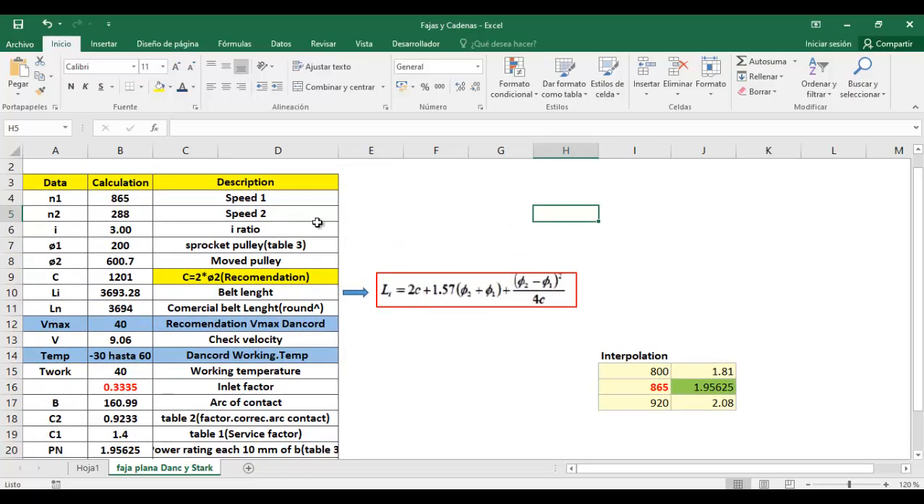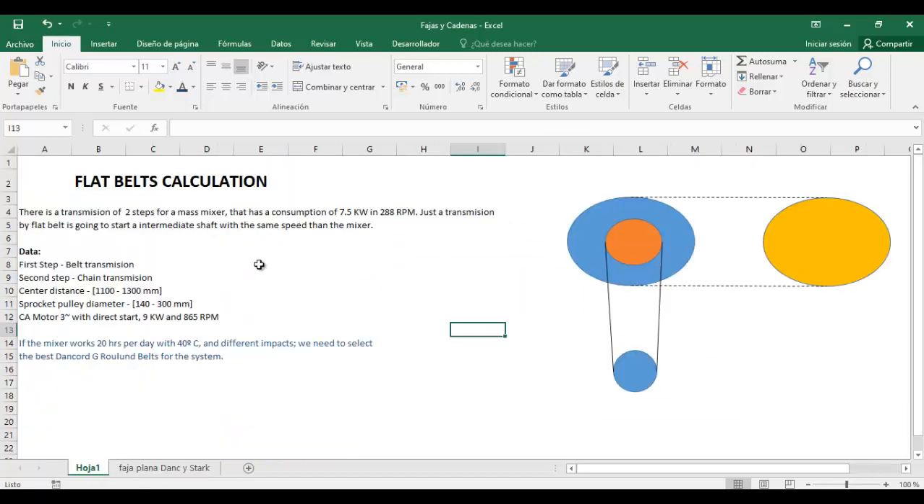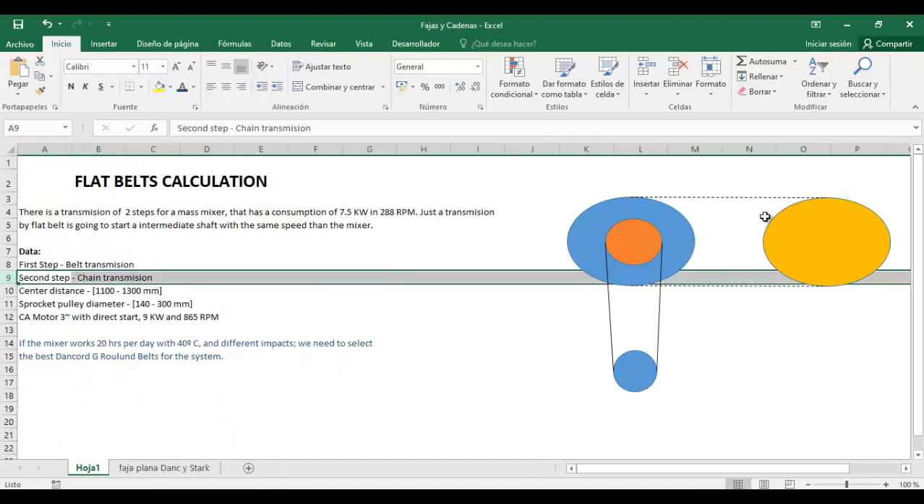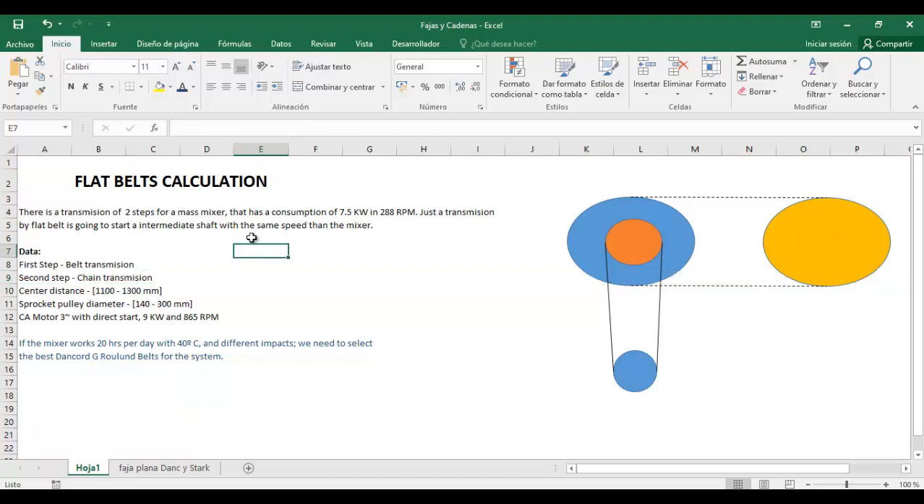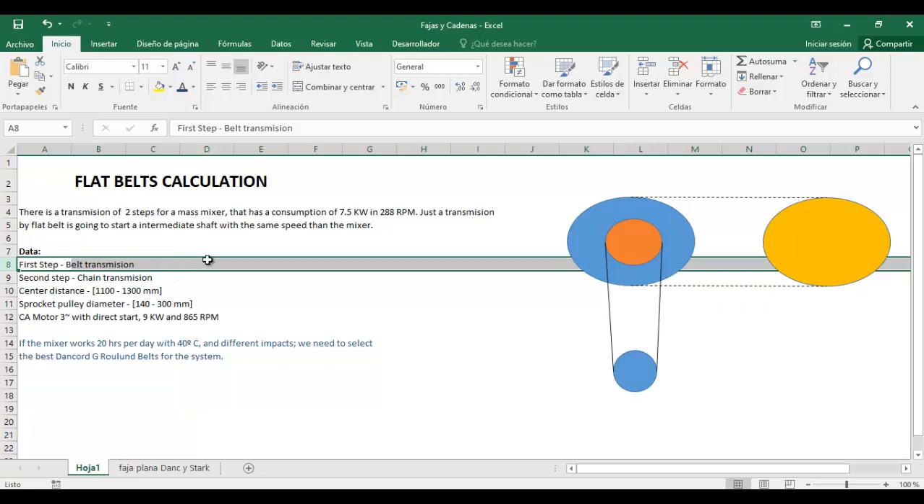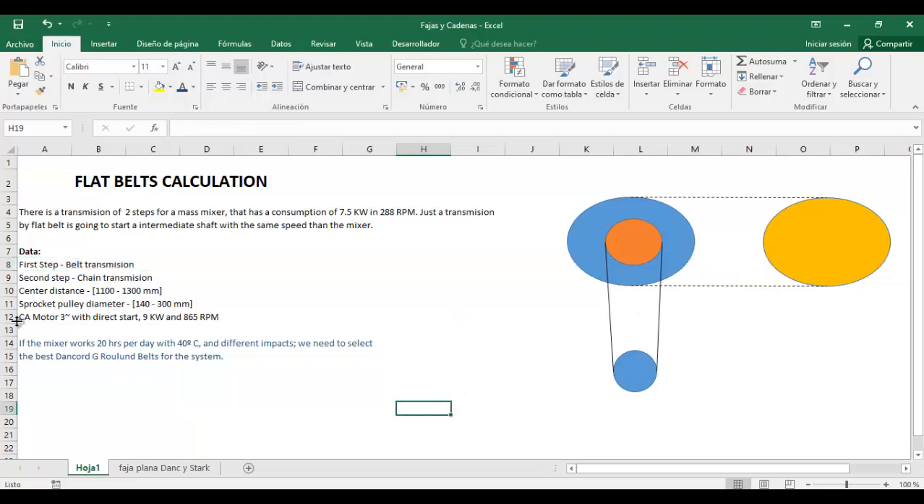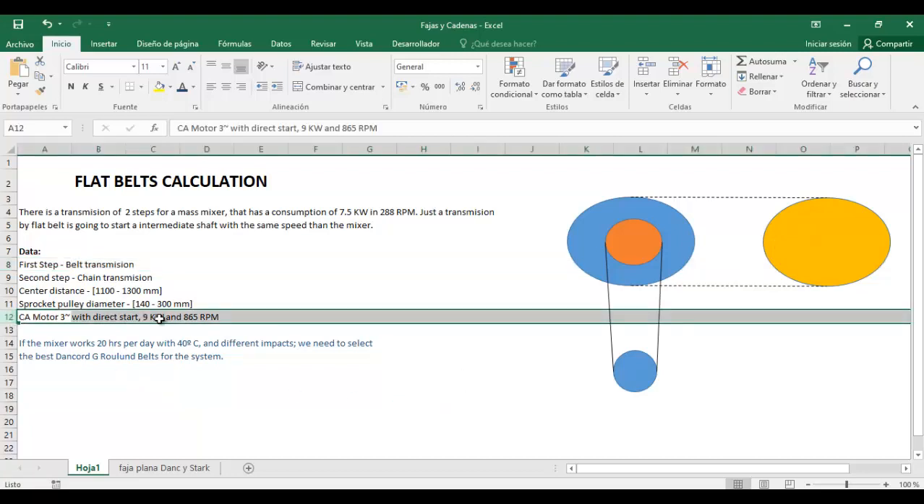So let's start. Something we have to know is that this data of the chain transmission is from here, but we only need to know that it's the same speed and the first step is the belt transmission. So we don't need too much actually. We only need this: 288 for the mixer, this is the speed of the mixer, and for the three-phase motor we have 865. With this information we are going to get our ratio.